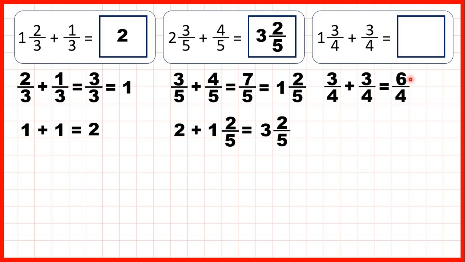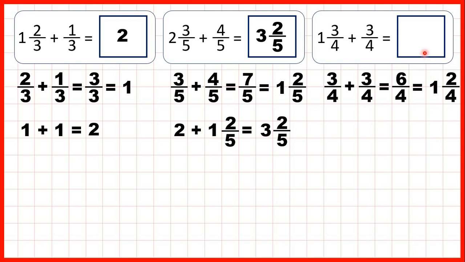That gives us 6/4, but 6/4 is an improper fraction, and we can't write 1 and 6/4 as our answer because we can never have an improper fraction in a mixed number. But we can change 6/4 into a mixed number because 6 divided by 4 is 1 remainder 2. The denominator stays the same, so as a mixed number, we have 1 and 2/4.